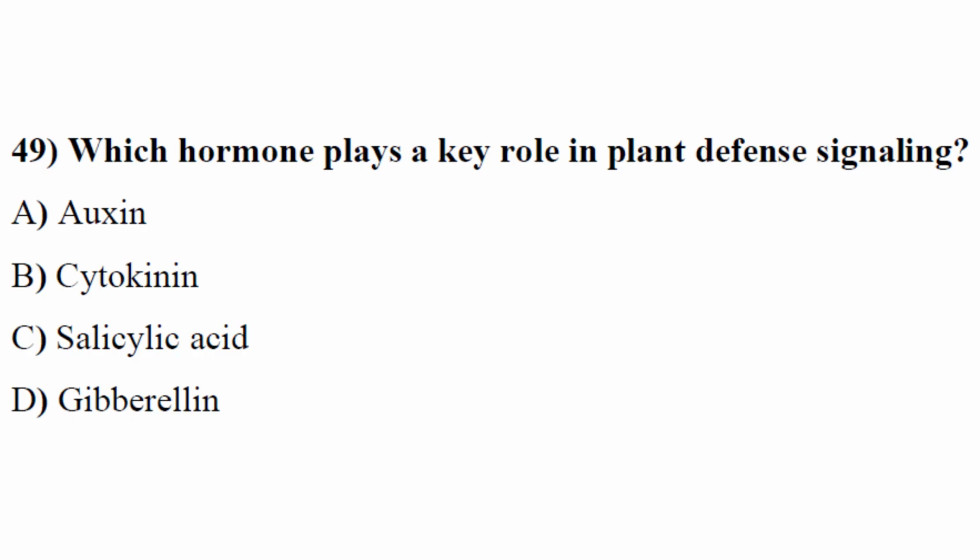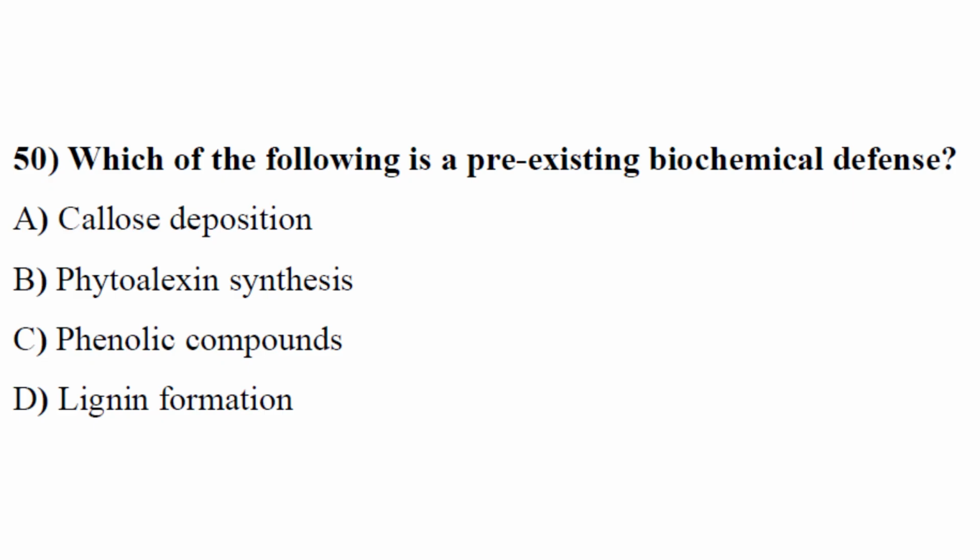49. Which hormone plays a key role in plant defense signaling? A. Auxin. B. Cytokinin. C. Salicylic acid. D. Gibberellin. Answer: C. Salicylic acid.